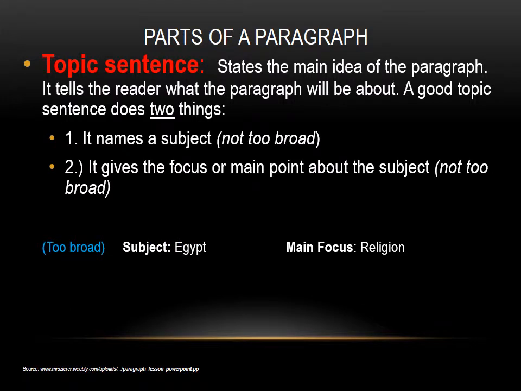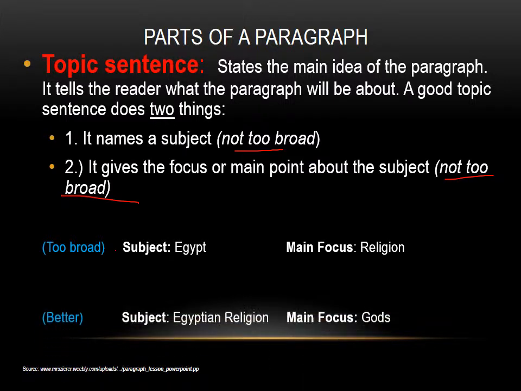Let's look at some examples. Notice that in point 1 and 2, I put not too broad in both pieces. So whatever you select must not be too broad. So let's look at this. If I want to write about Egypt, that's huge. But let's say I want to write about Egypt and I want to focus on their religion. Okay, that's a little better, but it's still very broad. We need to narrow that down further.